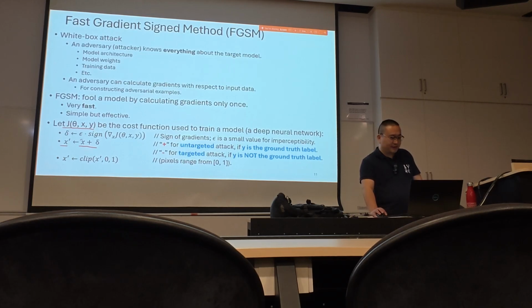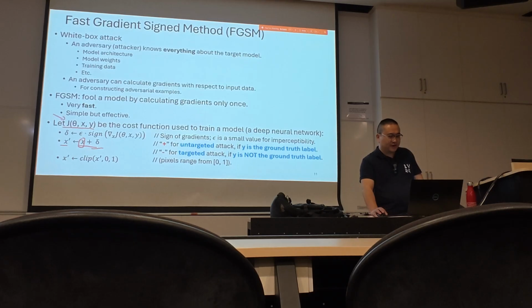Given the original panda image, the model can correctly recognize it. However, we modify the panda image along the direction of gradients. This increases the error, which is measured by the cost function. We increase the error, and then the model will make incorrect predictions.